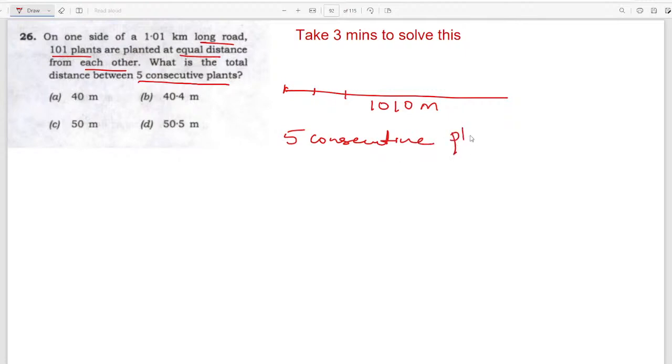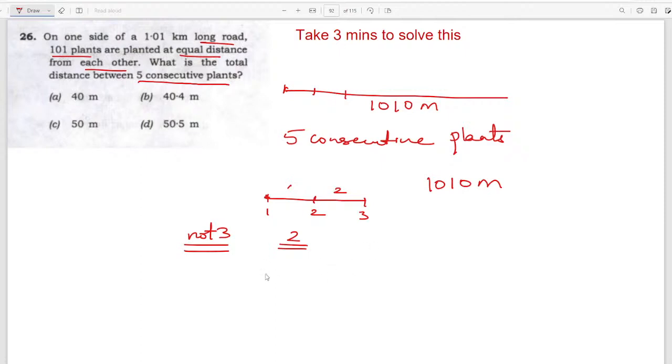plants. One thing you have to be very careful about here: if you are planting, for example, 3 plants, 1, 2, and 3, the whole distance would be divided not by 3 but by 2. Because there are 3 plants, the whole length is divided into 2 sections, section 1 and section 2. So in this case, the whole length is 1010 meters, and they have planted 101 plants.